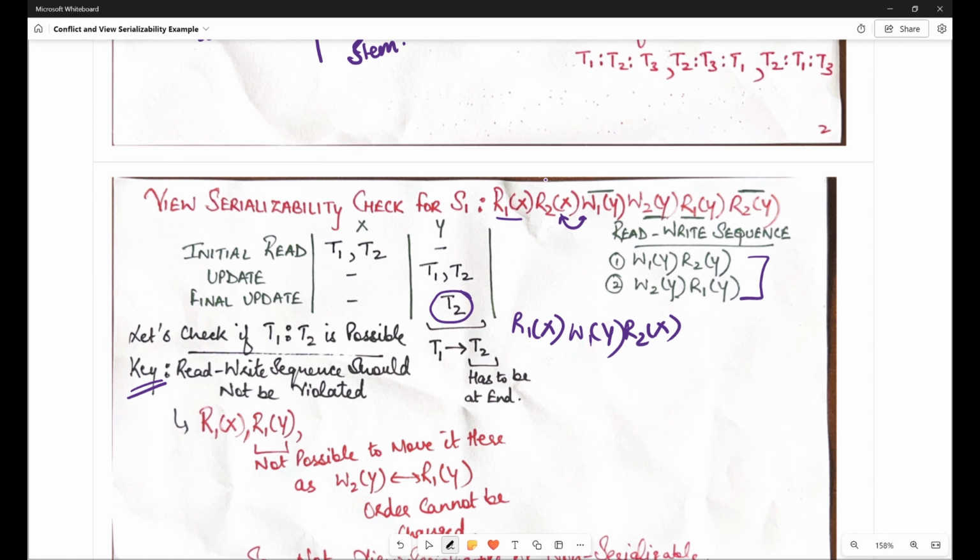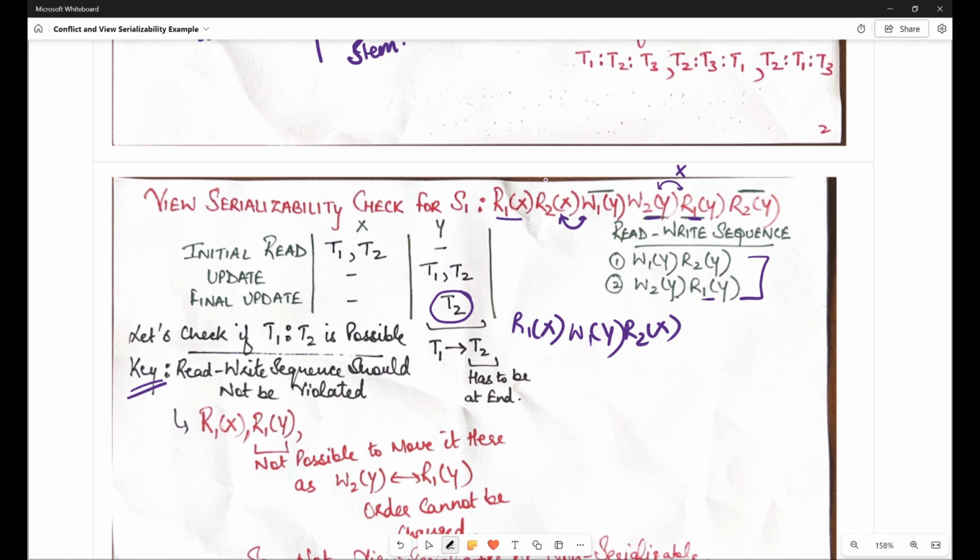Okay, now before R2x we also need to move this R1y, right? Because this is the last operation of T1. All the operations of T1 have to happen first, and then T2 operations should come. So can I move it to the front? The interesting thing over here is that this is linked with this, right? If you see, both are linked with each other. This is a conflict pair. If I move R1y to the front, I will swap the order of these two operations, which is not possible. I cannot change the read-write sequence of a conflict pair. So therefore this is not possible. I cannot make this swap.